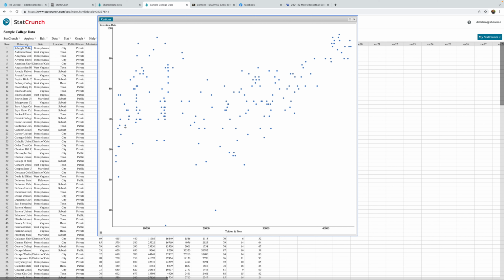Positive or negative? Well, that's clearly positive because we have an increasing pattern to the right. Strong, weak, or moderate? Definitely not strong. There's a lot of variation around that line that I visualize. So I'm saying it's probably somewhere around a weak to moderate relationship. All right.